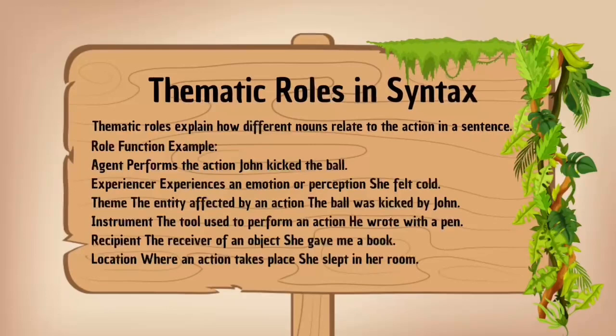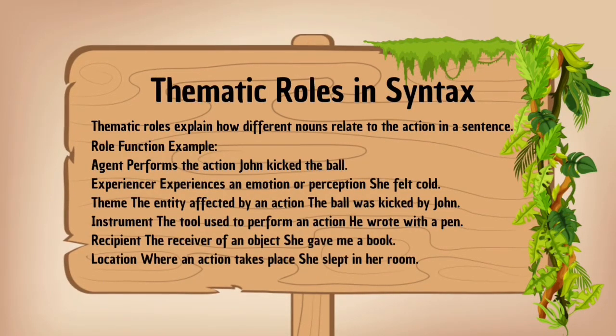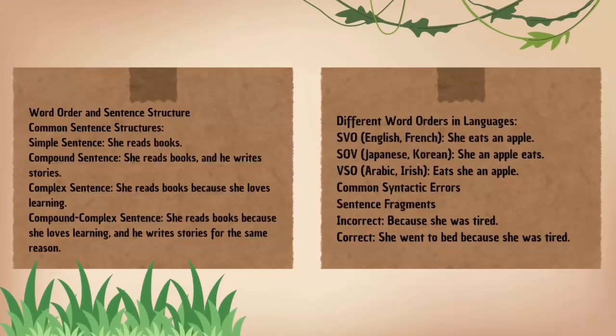Example 1. Basic SVO sentence: John is the subject, eats is the verb, and apple is the object. Example 2. Incorrect syntax: eats apple John, confusing due to incorrect order. English follows a strict word order, meaning that changing the order often changes the meaning or makes the sentence ungrammatical. She gave him a book is correct, and gave him she a book is incorrect.